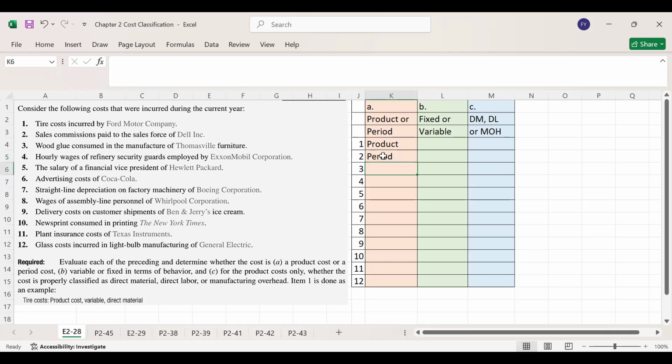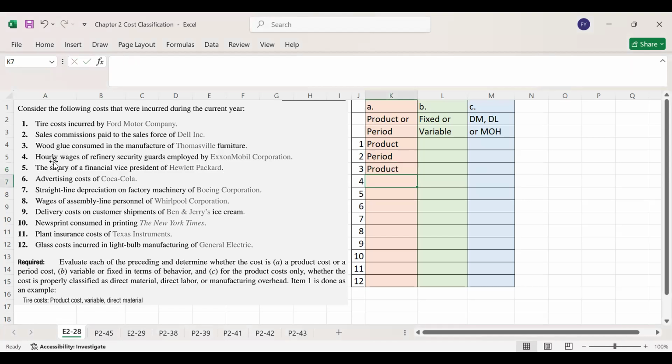We are going to classify all these as period cost or product cost. The next example is wood glue consumed in the manufacture of tonsile furniture. While manufacturing furniture, glue is a very important element of a product. So this is our product cost.